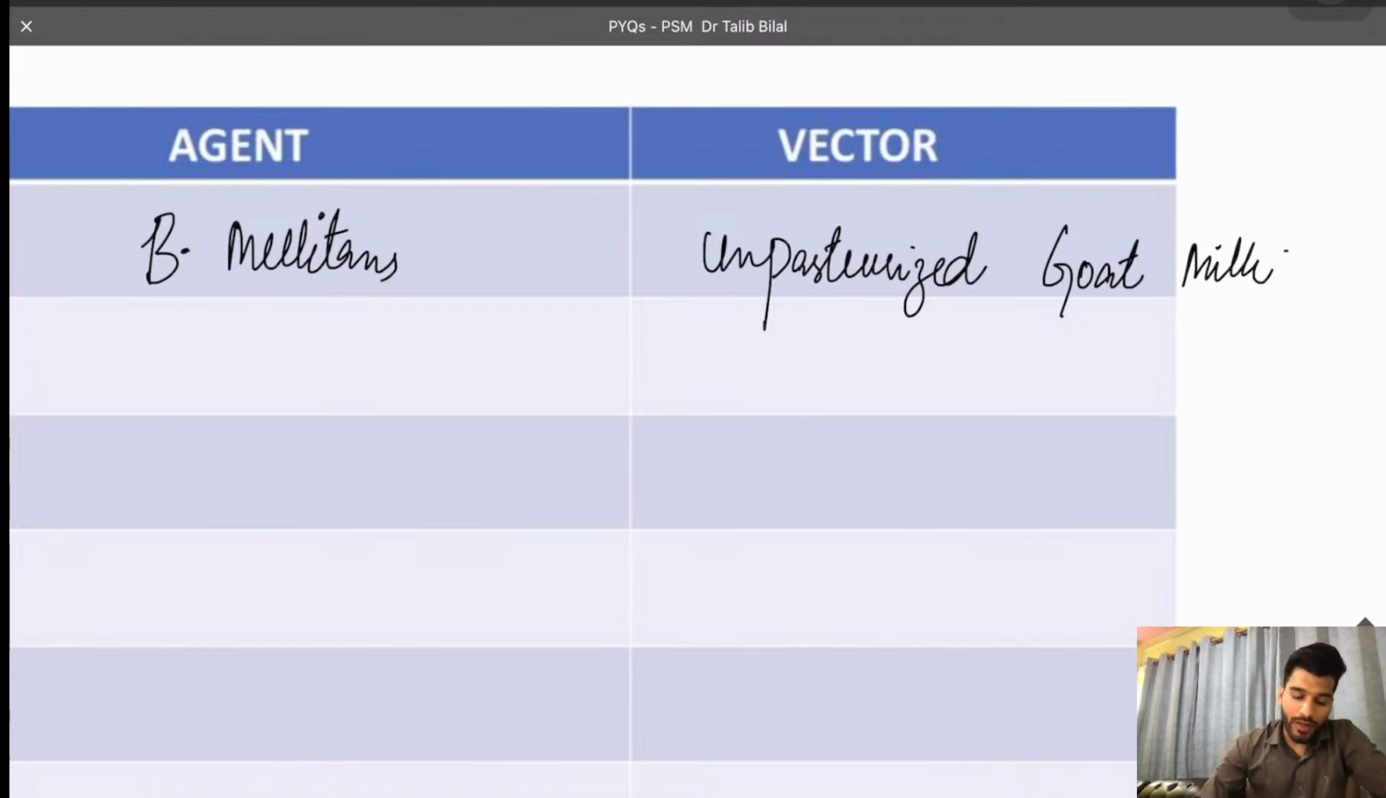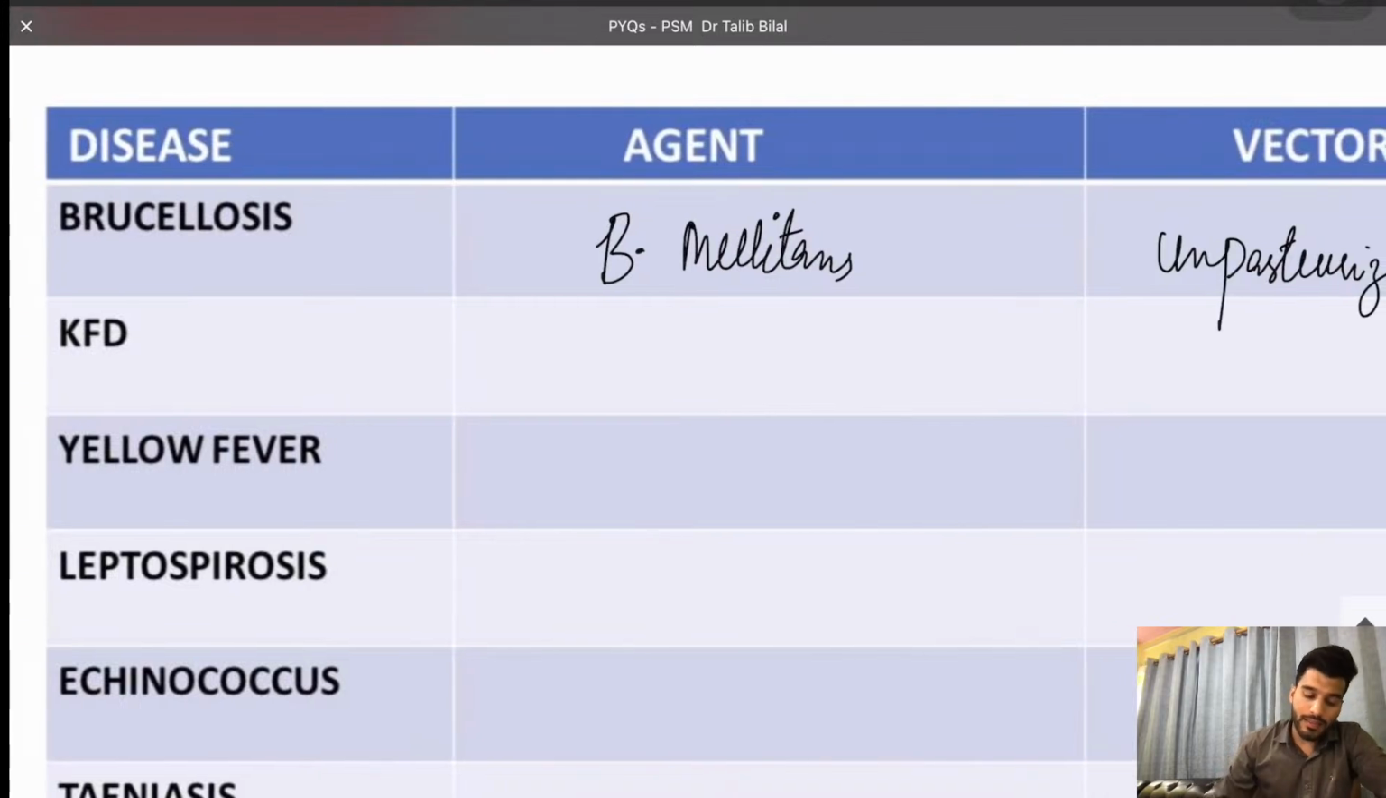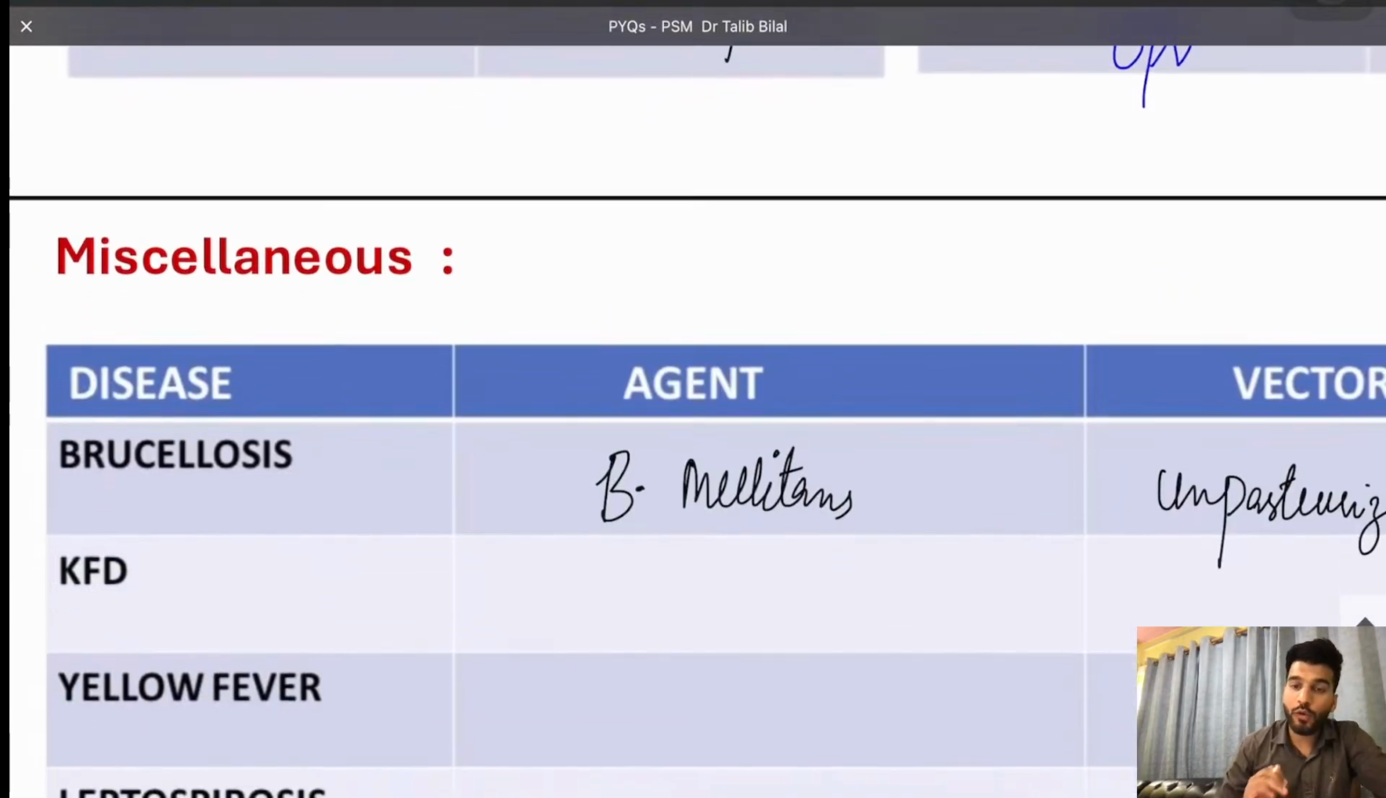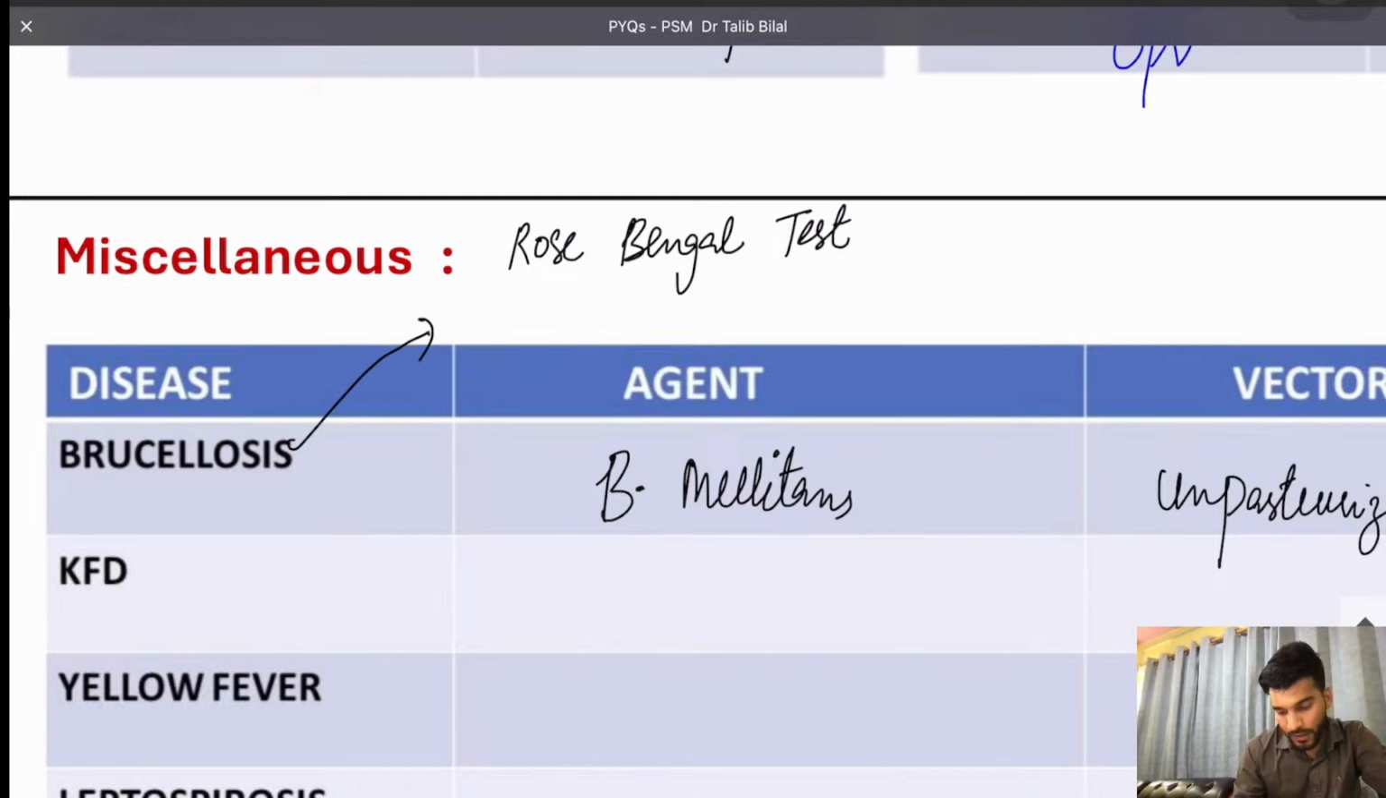Okay, and what is the agent, guys? B. melitensis. What are the two tests for brucellosis? We have the rose bengal test, and you have the milk ring test. These are for brucellosis.